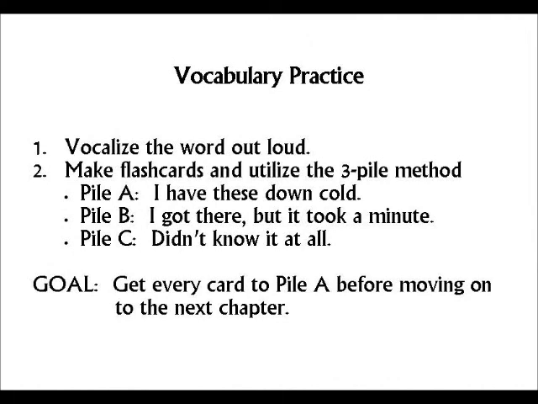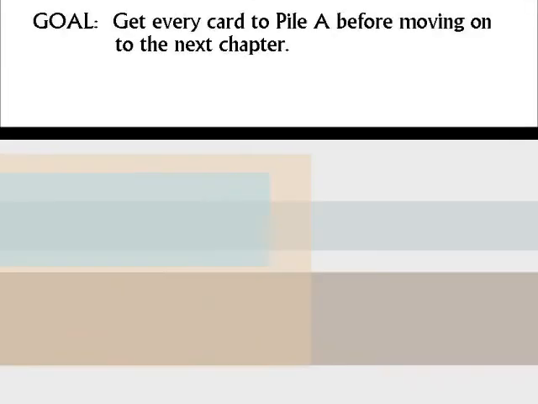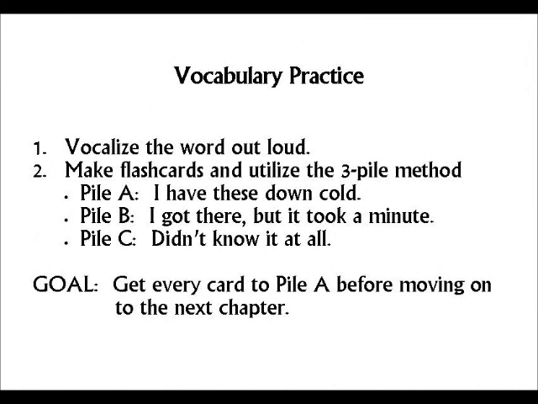And the chapter closes with 1.7 vocabulary. This vocabulary list will serve you the best, I believe, if we utilize the following method. Vocalize the word out loud so that you practice speaking it and hearing it, and make flashcards utilizing a three-pile method, where A is those that you have down cold, B are those you had to struggle a little bit to get there, and C are those you don't know at all.